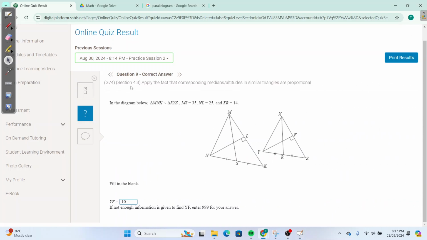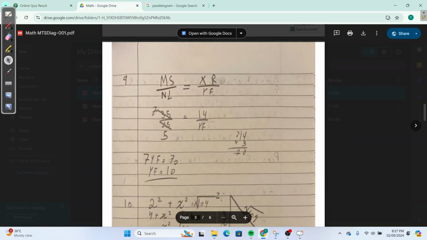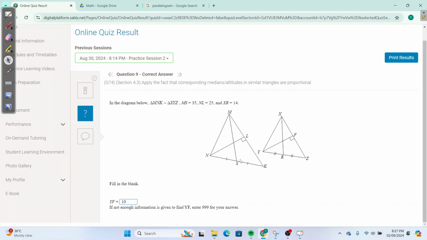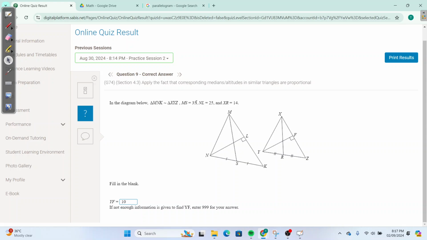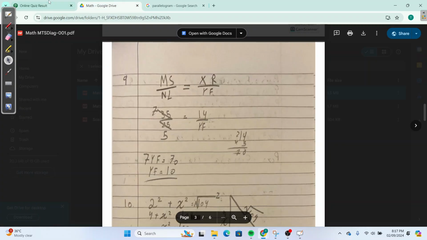Okay, in the diagram below, triangle MNK is similar to triangle XYZ, MS is 35 and NL is 25. Okay, they just gave you the values here. So now you just write the ratios as is. So you write MS over NL is equal to XR over YF. These are just the ratios. These are the proportions. Okay, so now you substitute in the values. 35 for MS, which is what they gave us, and 25 for NL, which is what I put. XR would be 14, and we're trying to find YF. So 35 over 25 equals 14 over YF.